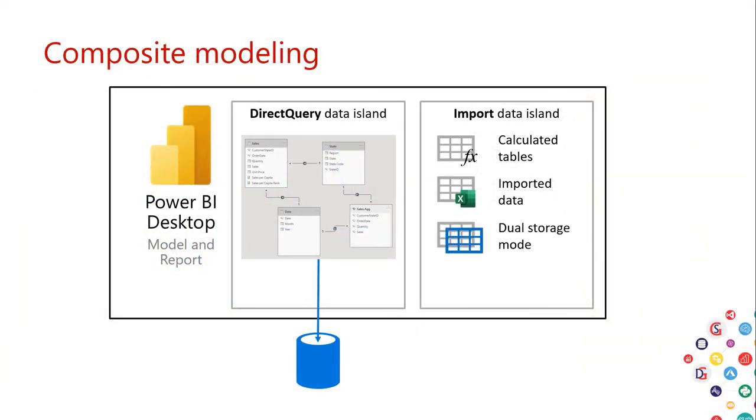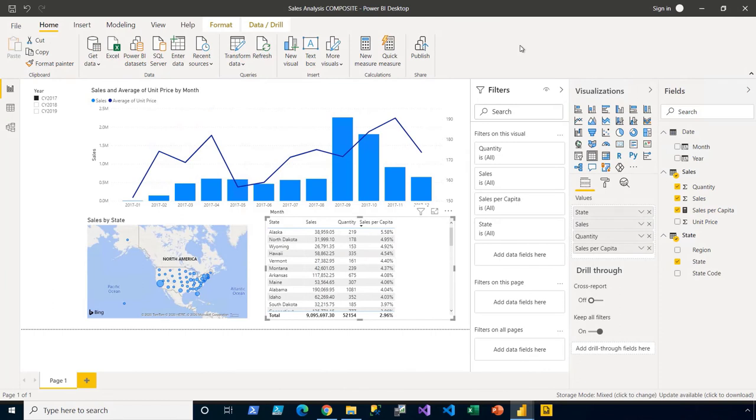And now let's consider that we could convert tables to use dual storage mode. So they're both import and direct query. Power BI will decide what is best given the query that it needs to satisfy. Okay, well, let's see how I can now further enhance this composite model by configuring a table as dual storage.